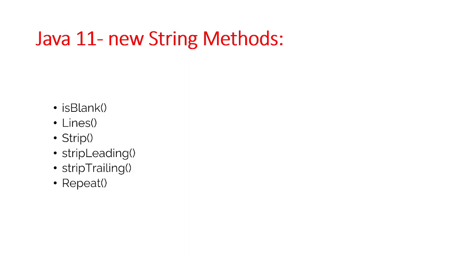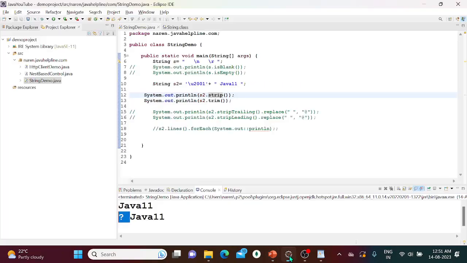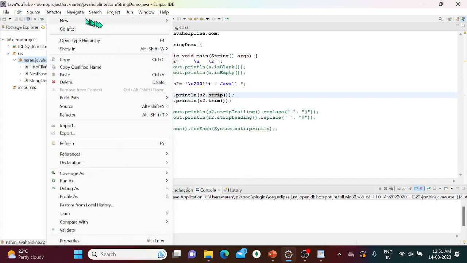So let's move to the next feature. Java 11: var in Lambda expressions. So var is local variable type inference. Even the variable type itself is not required, like int a equal to 10. Here int is not required to be defined. Instead of int you can say var, so that the Java compiler will work out which type. This var was introduced in Java 10, but from Java 11 var is also supported in Lambda expressions. Let's understand what var is, then only you can understand how it is supported in Lambda expressions.